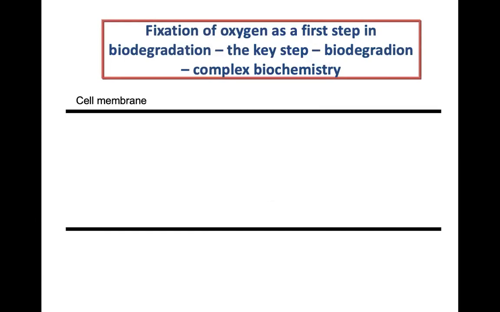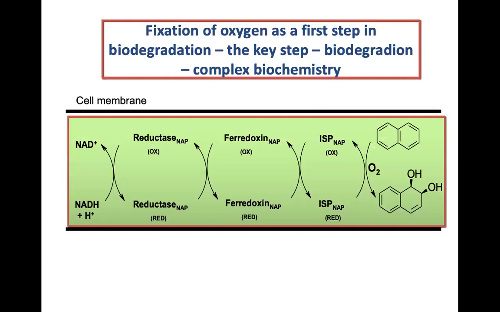Fixation of oxygen as a first step in biodegradation. So this is very important. The key step of biodegradation is the fixation of oxygen. How? This is the cell membrane of the microorganisms which you want to use in the biodegradation process. So in the first step, oxidation reduction takes place, that means oxygen is fixed in the first step, and then the oxygen is used to, for example, oxidize this aromatic compound into this phenolic compound. And this bioconversion requires oxygen, and oxygen fixation is a very important process.